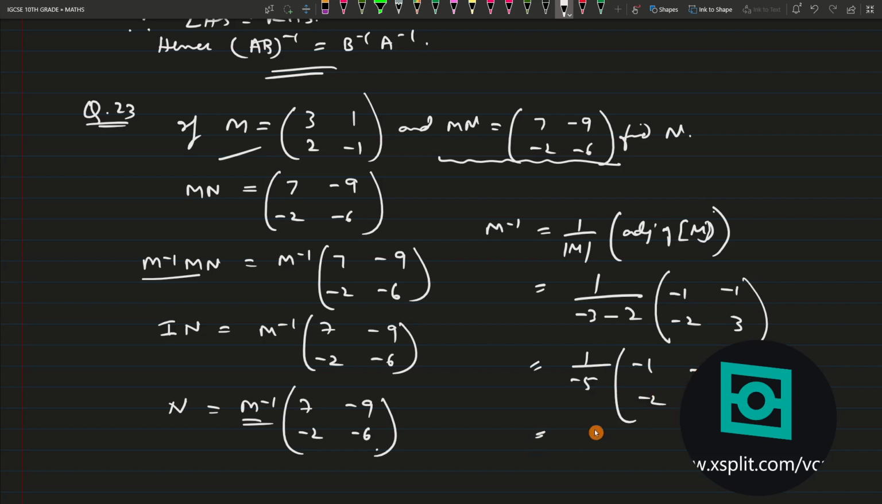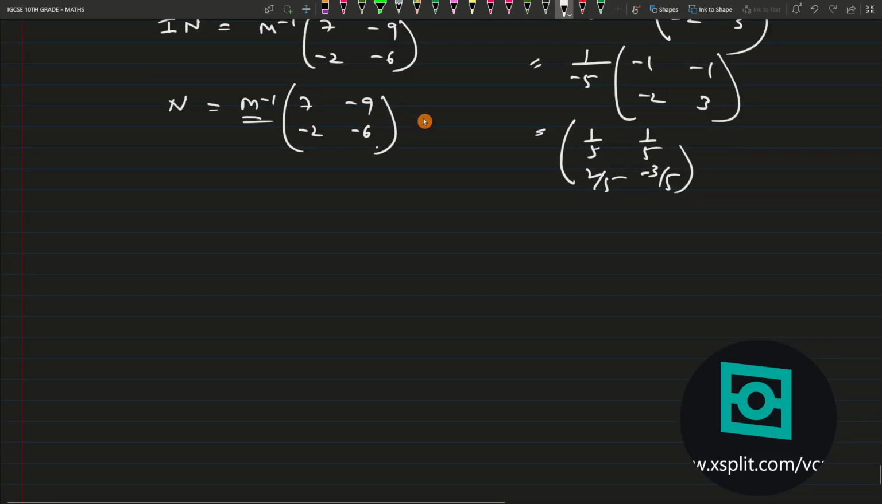So this is equal to, minus into minus is plus, sorry. So this will become 1 by 5. This will become 1 by 5. This will become 2 by 5. And this will become minus 3 by 5. Okay, so this is my M inverse, right? This is my M inverse.